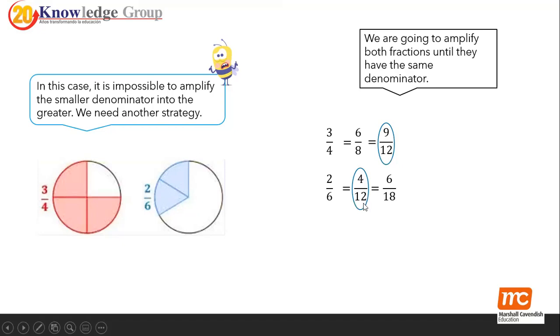So I can use those fractions, which are equivalent fractions from the original fractions we had. We can use those to compare. So I take those two, 9/12 and 4/12, and I can say that 9/12 is greater than 4/12.